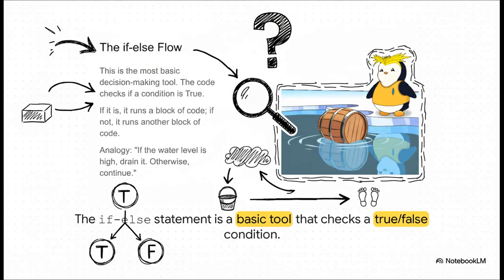At its core, an if-else statement is just a simple binary choice. It asks one single question that can only be answered with true or false. If the answer is true, the program does one thing. If the answer is false, it does something completely different. It's that clear fork in the road we were just talking about.